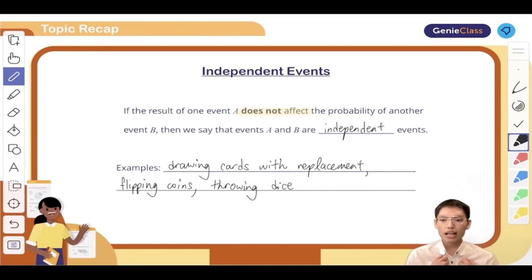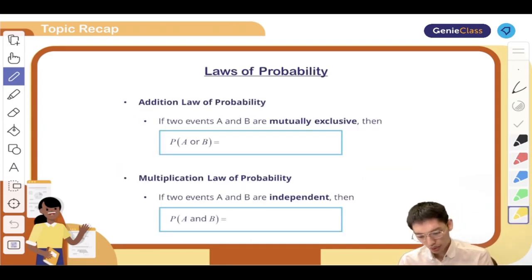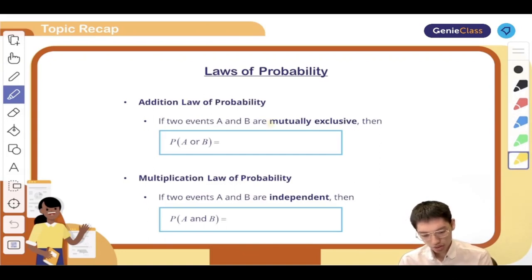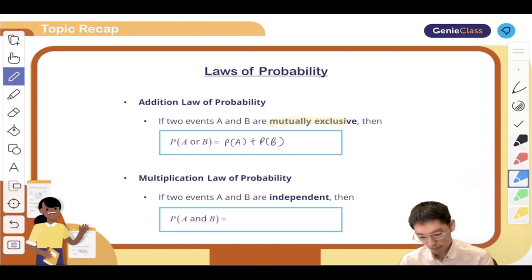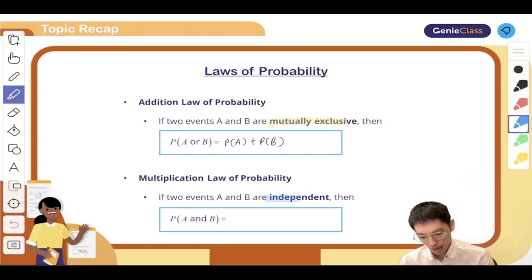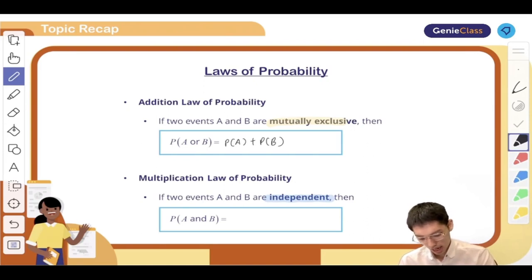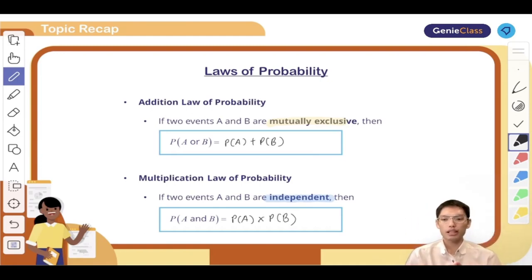Now, with regards to these events, there are certain rules we can apply. The addition rule only applies if they are mutually exclusive. We can say that this is none other than P(A) plus P(B). And if the two events are independent, we multiply them together: P(A) times P(B). So independent, multiply; mutually exclusive, we can add. That's the notion over here.